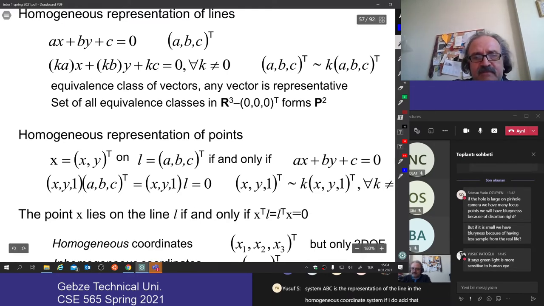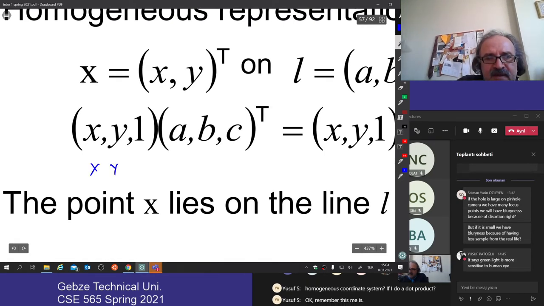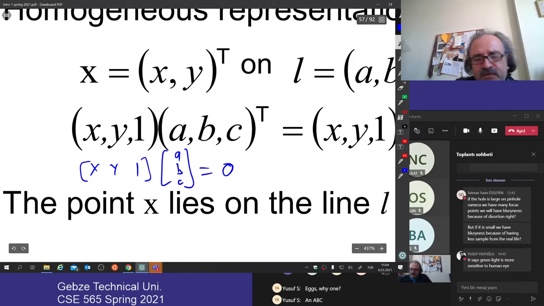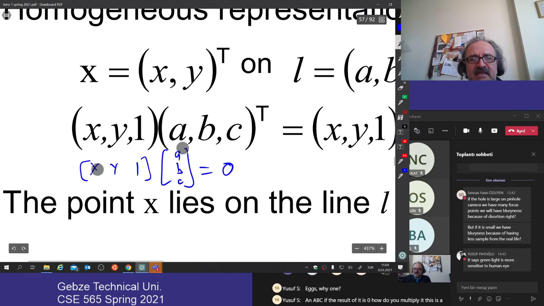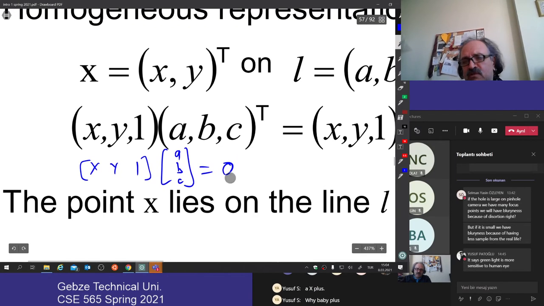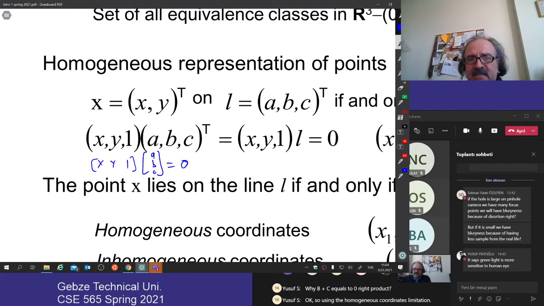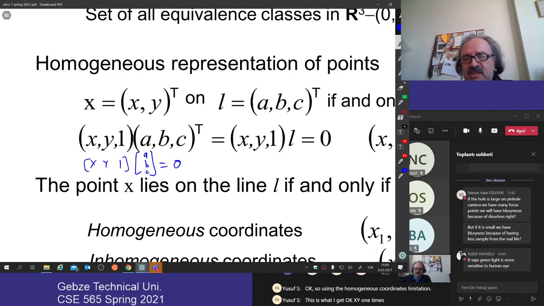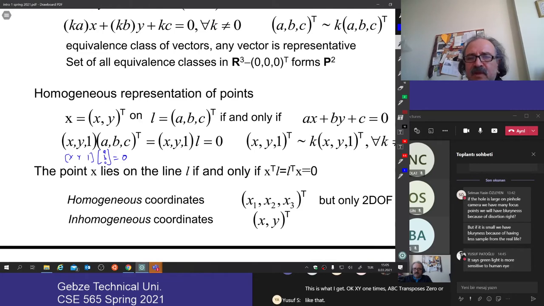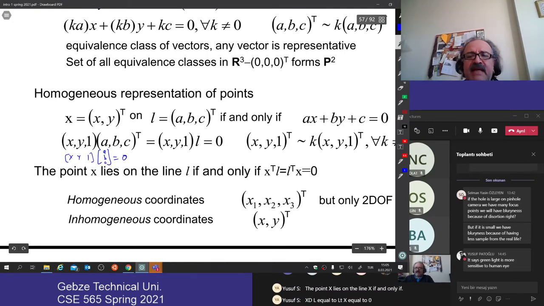If I do a dot product of (x, y, 1) and (a, b, c), and the result is 0, this is ax + yb + c = 0, right? Using the homogeneous coordinate system notation, (x, y, 1) times (a, b, c) transpose is 0. In the homogeneous coordinate system, the point x lies on the line l if and only if x^T l = l^T x = 0. It doesn't matter whether I put x first or l first. It is the same thing. I should be able to get 0 from both of them.